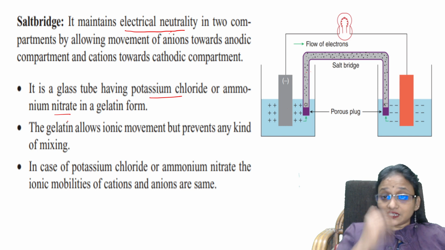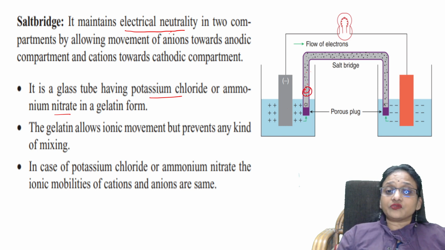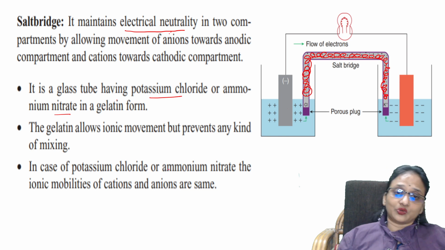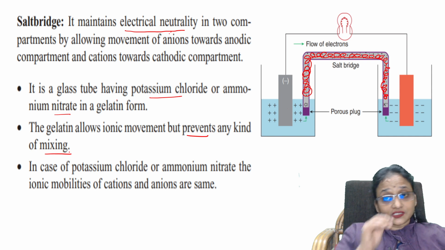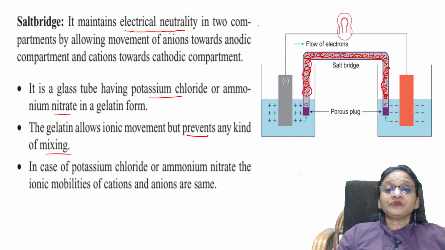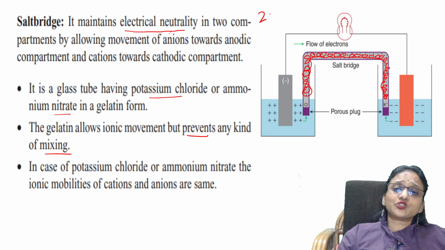It is in the form of a gelatin, inserted inside in the form of a gel, so that it is not allowing any of the ions to move freely. What is the role? It allows ionic movement but prevents any kind of mixing. It will prevent mixing. Remember that. This is the role. They will ask you for your 3 marks question or maybe 2 marks question.